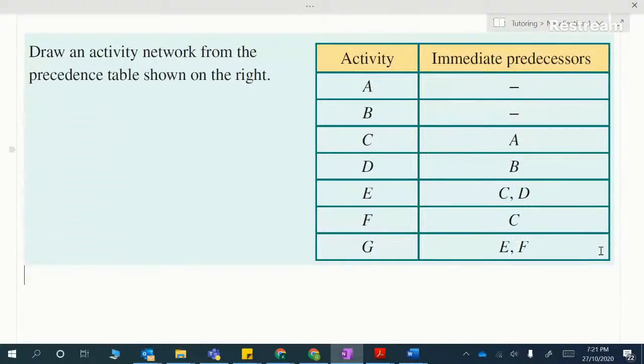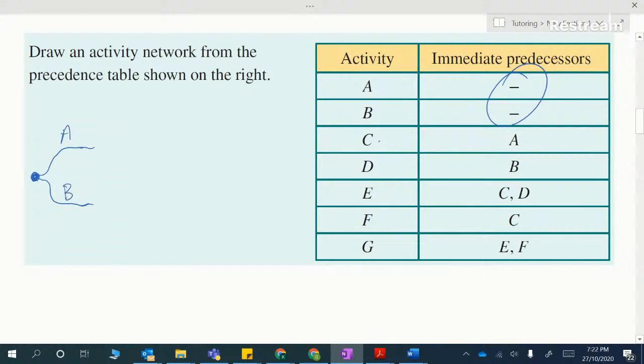Hopefully that's enough time for everyone to have attempted that question. So this is how I would do it. I would start with a start node, and I can see that there's two activities that don't have immediate predecessors, so I can just draw them off like this. Like I said, everyone draws these slightly differently, so it's okay if they don't look exactly the same.